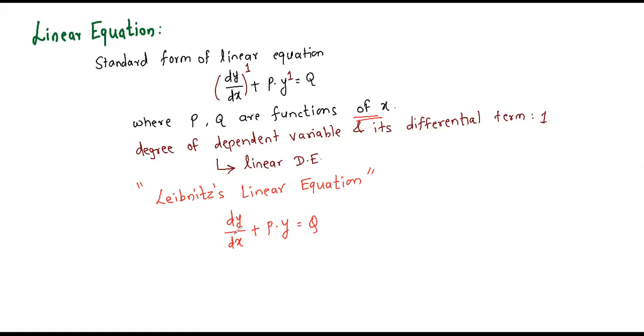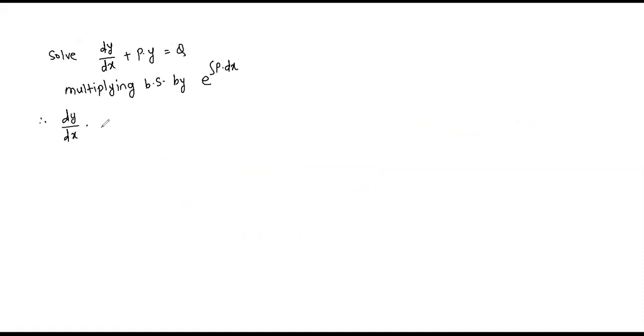Now suppose you want to solve this equation. How are we going to solve the Leibniz linear equation? Let us see that. So we have to solve dy by dx plus p into y, which is equal to q. Now what I will do, I am multiplying both sides by the factor e to the power integration p dx. So what I will get? I will get dy by dx into e to the power integration of p dx plus p into y into e to the power integration of p dx, which is equal to q into e to the power integration of p dx.